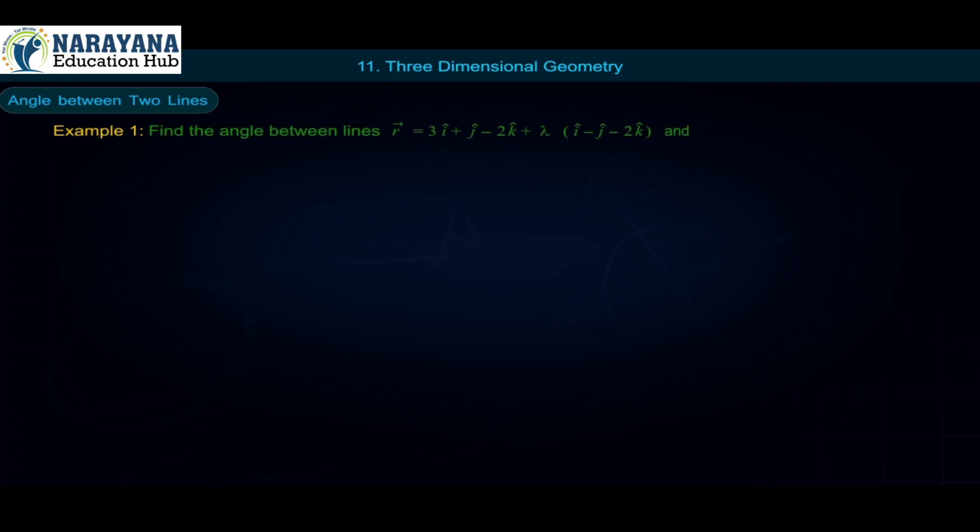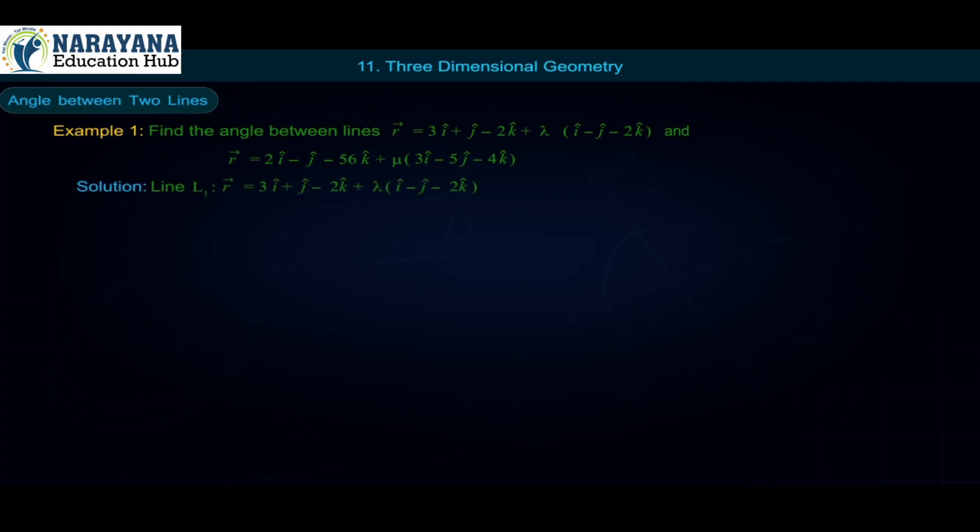Example 1. Find the angle between lines vector r is equal to 3i cap plus j cap minus 2k cap plus lambda into i cap minus j cap minus 2k cap, and vector r is equal to 2i cap minus j cap minus 56k cap plus mu into 3i cap minus 5j cap minus 4k cap.